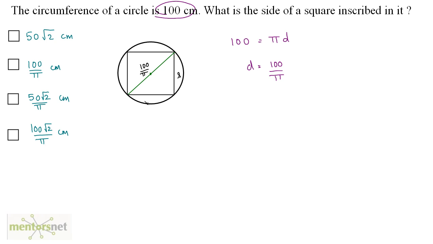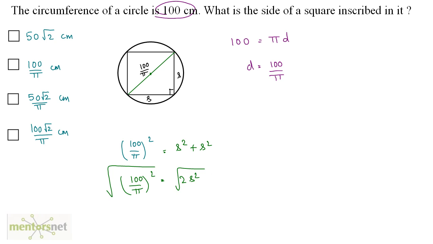Okay, let the side of the square be s. As this is a right angle triangle, we can apply the Pythagoras theorem. So we have 100 by pi whole square, that is the hypotenuse square, is equal to side square plus side square. So I have 100 by pi whole square is equal to 2s square. Taking under root on both the sides, I get 100 by pi on the left hand side is equal to s root 2. So therefore I can write the value of s, that is the length of the side of the square, as 1 by root 2 times 100 by pi.